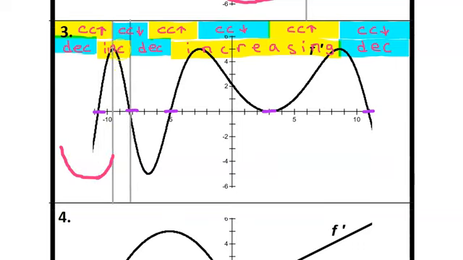The next interval should be increasing, concave down, and it should end at a horizontal tangent line. So here we go. Increasing, concave down, ending at a horizontal tangent line. In this next little interval, function f should be decreasing, concave down, and it will not end at a horizontal tangent line. So here we go. Decreasing, concave down.